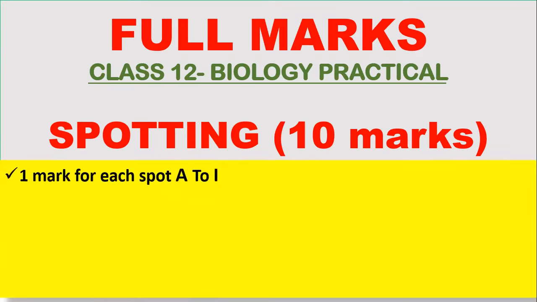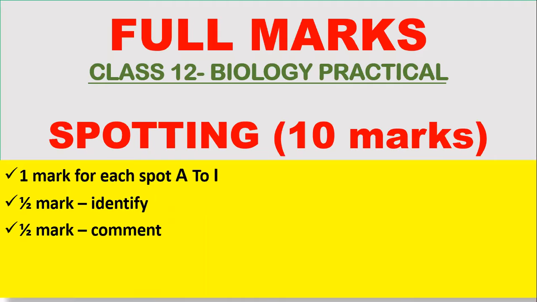For spotting, you will be given 1 mark each from spot A to J, that is 10. Half marks will be for identification, when you identify the spot, the name. Another half marks is to write something about that spot. Something means you have to write at least 2 points.